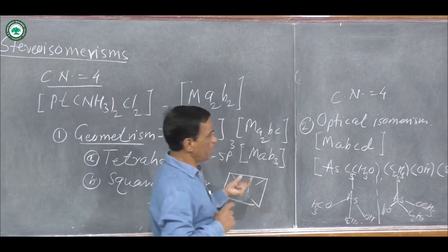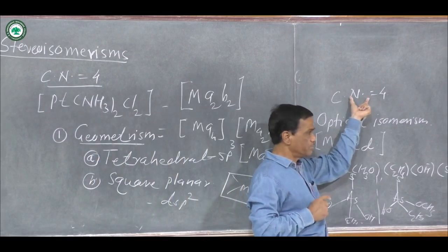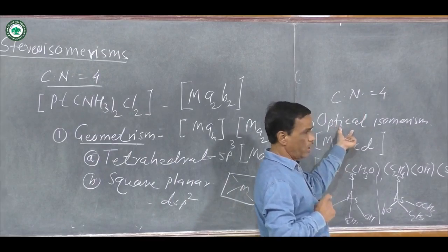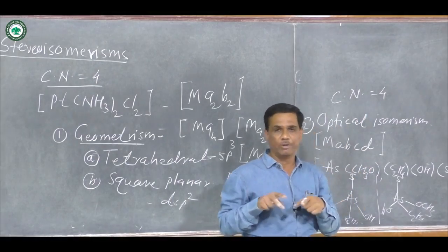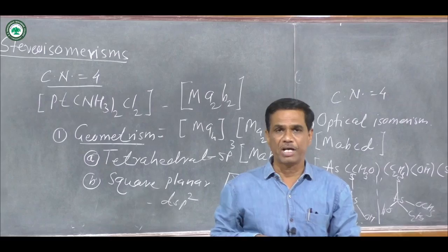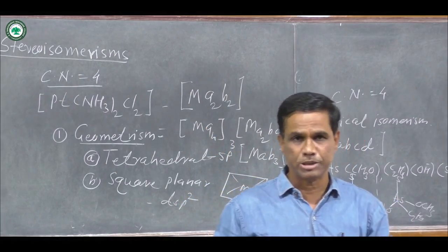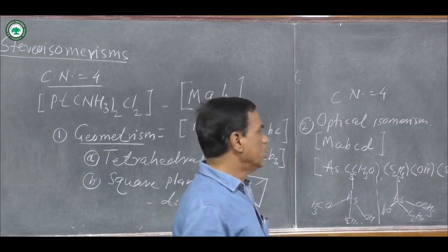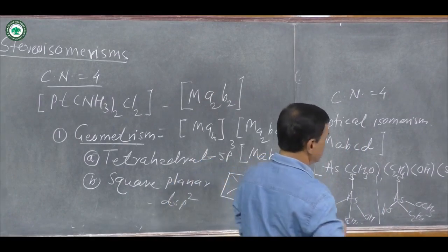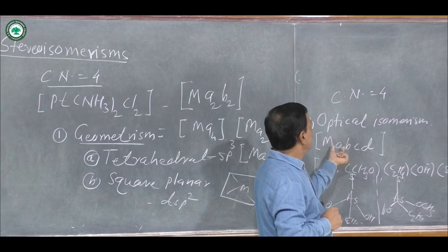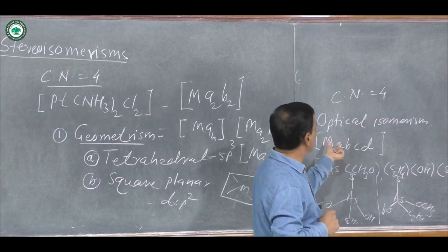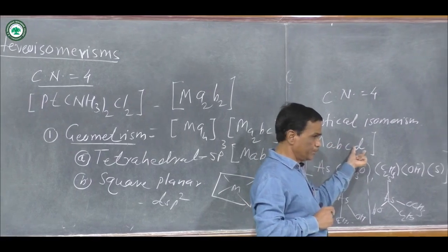If you consider optical activity for coordination number equal to 4, optical isomerism means that when plane polarized light is passed through the solution or substance, it either rotates clockwise, that is positive, dextrorotatory, or rotates anticlockwise, which is levorotatory, and this type of complex compound is MABCD.